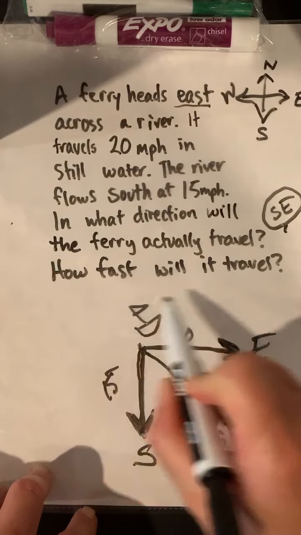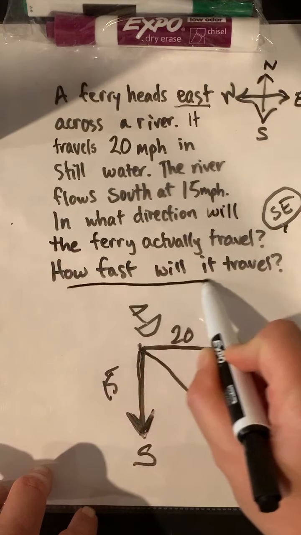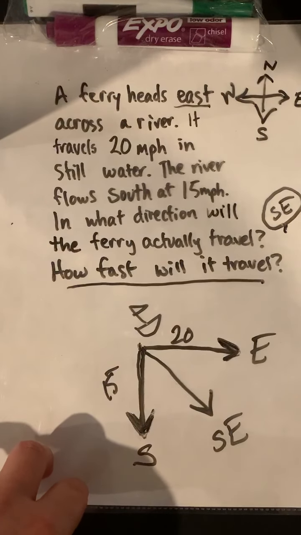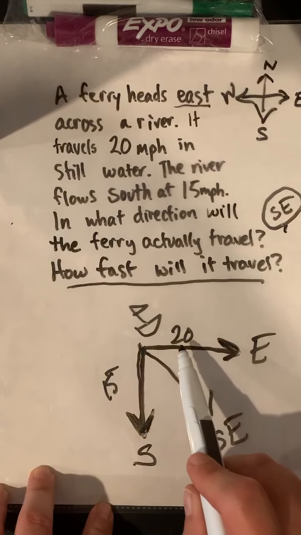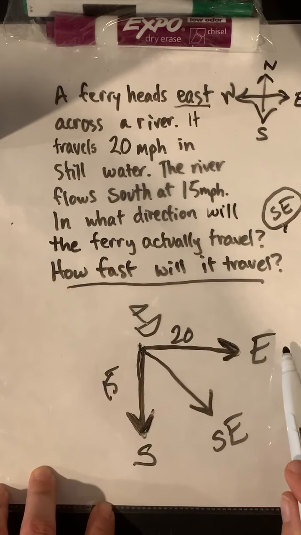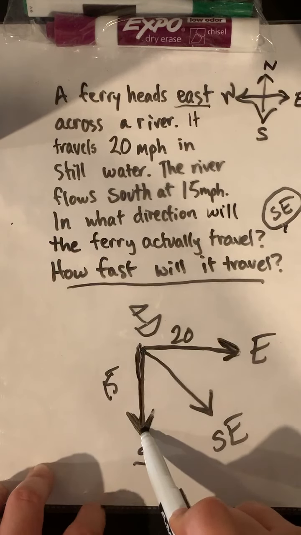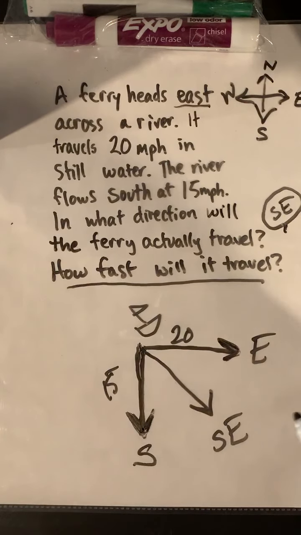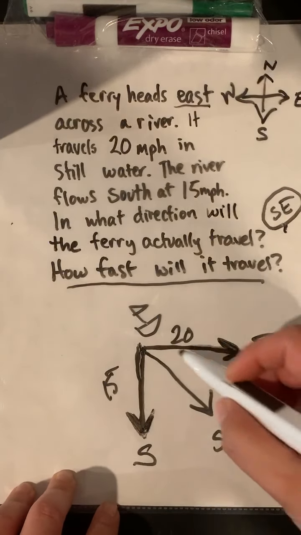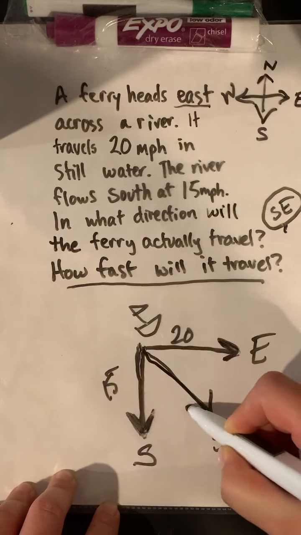The second question is, how fast will it travel, okay? So it's going 20 miles per hour this direction, and it's being pulled 15 miles per hour this direction. So how do we figure out how fast it will travel? We're going to use a very wonderful friend of ours, the Pythagorean theorem, to help us figure this out.